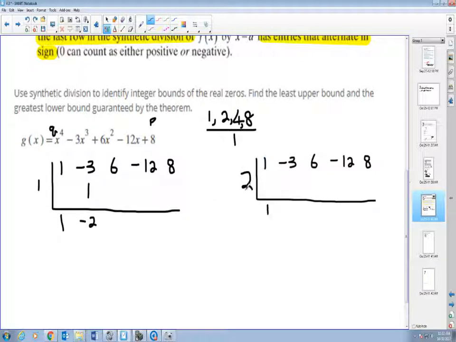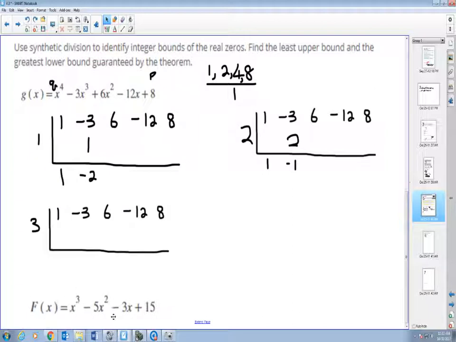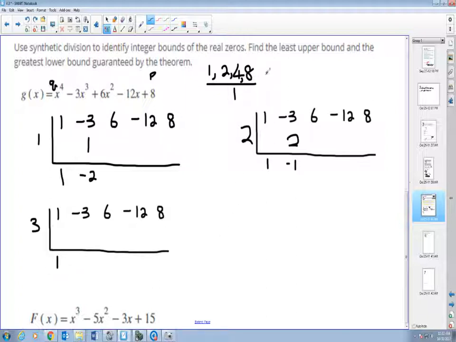Bring down the 1. 2 times 1 is 2. Synthetic division, if I add, that's a negative 1. So 2 is not my least upper bound either. Cannot have a negative sign here. Try with 3. Now remember, I have no idea what the real 0 is. So I'm just looking at these and thinking of a number. Just try out all those integers up to 8, because I cannot go higher than 8. 8 is supposed to be the largest rational integer I have.